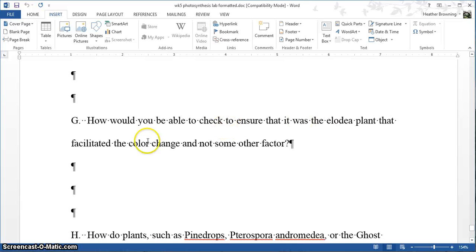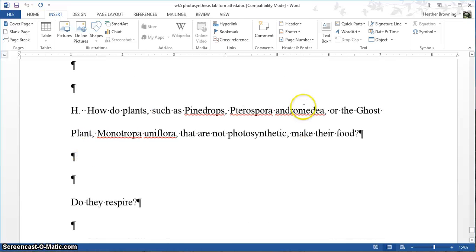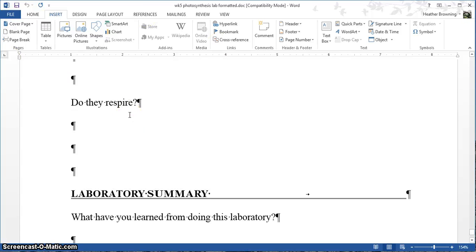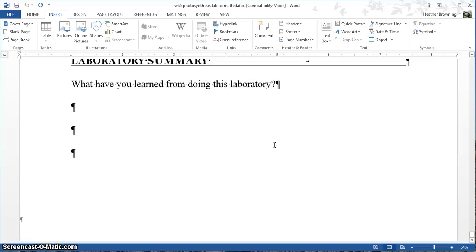Different, check, that's fine. Okay, so then we're going to have some weird plants that are not photosynthetic. And you talk about them, they'll be in your book, and I believe they're in your lab manual too. If you can't find them, that is a great thing to look up online. And then do they respire? Do they still breathe out effectively? And then what did you learn?